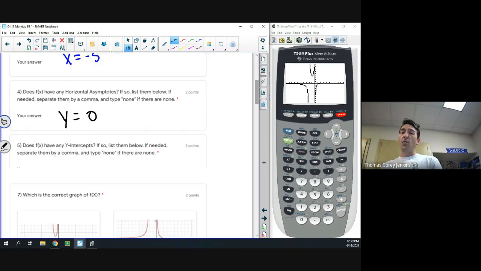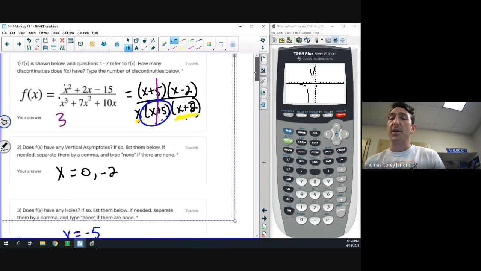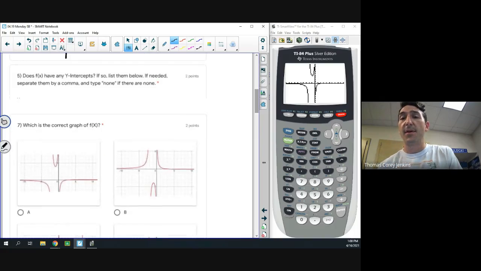All right, does it have any y-intercepts? So thinking about that, if the y-axis is an asymptote, then it should never cross the y-axis, right? So you could figure this algebraically. Remember, a y-intercept is where you plug in 0 for x. And I guess if you did that, you would get an error because you'd end up with 0 on the bottom. So I guess if you did it algebraically, you'd come up with an error there too. So answer is none here.